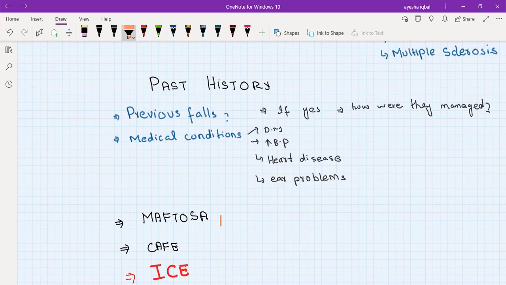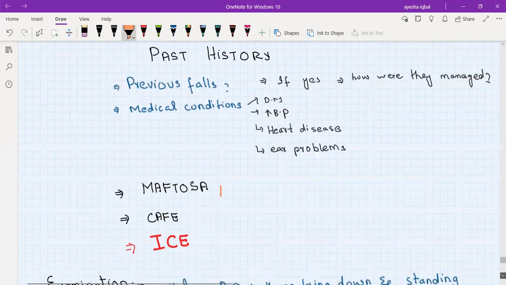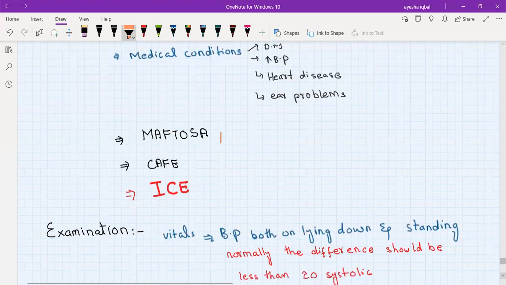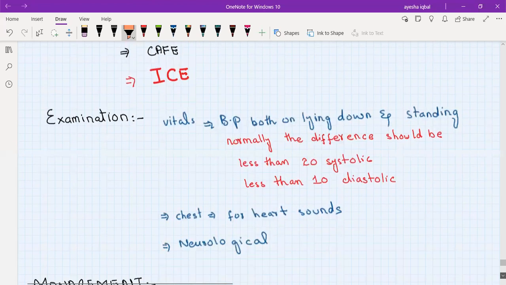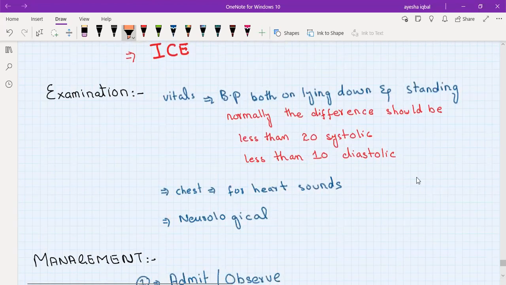After that, you will ask about ideas, that is, do you have any idea of what might be the cause of your symptom? Any specific thing that you are concerned about? Any specific thing that you were expecting from us today? Okay. After that, you will go to the examination part. So in examination, you will check three things. Number one, vitals. Vitals means heart rate, temperature, blood pressure, and oxygen saturation.